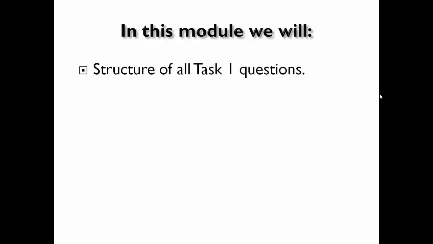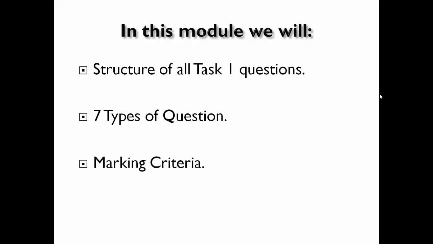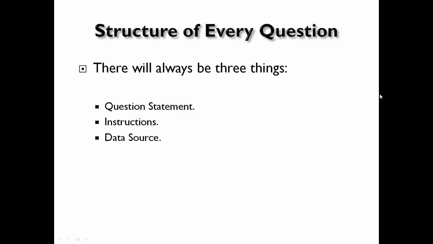We're going to focus on two things today. First, we're going to look at the structure of all Task 1 questions. We're going to look at the 7 types of those questions. And then we're going to look at the marking criteria, and I'm going to illustrate those using do's and don'ts for each of the 4 marking criteria. So these are the two things we're going to do, looking at the different types of questions and looking at the marking criteria. So let's look at the structure of every Task 1 question.